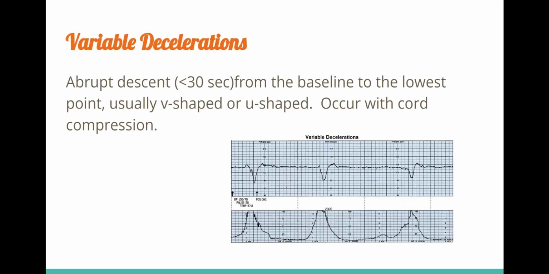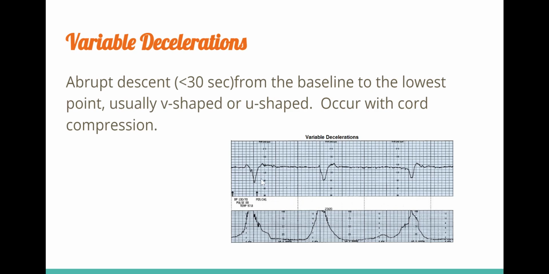Variable decelerations. It's a shame that this word sounds so much like baseline variability. It is a separate concept. So a variable deceleration has an abrupt descent. Abrupt meaning less than 30 seconds from the baseline to the bottom. We call the bottom of a deceleration a nadir. I won't get that tricky with it, but they're usually V-shaped because of that abrupt descent, or sometimes even a little more U-shaped. I've even seen a couple that were W-shaped because it was like two events on top of each other. This is a response to cord compression.